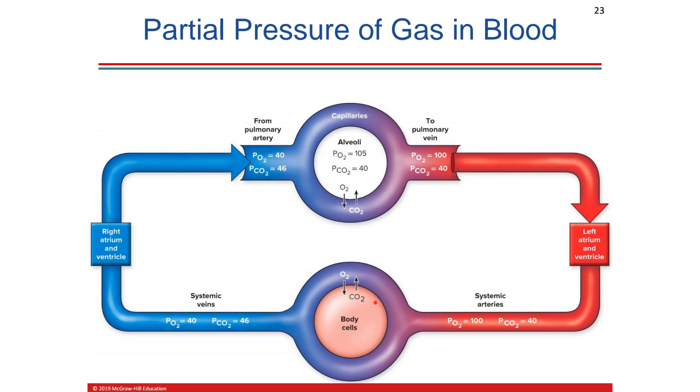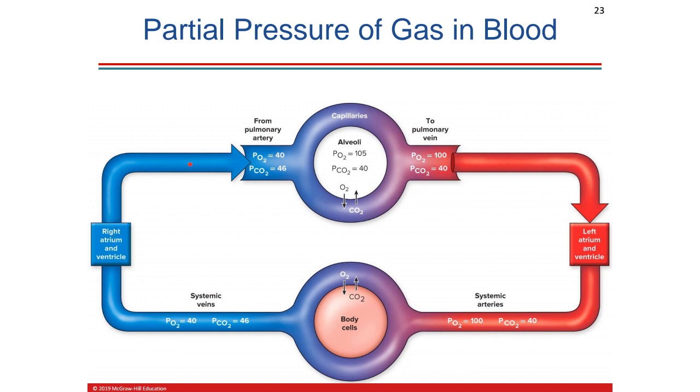Within the systemic circuit, within the systemic capillaries, oxygen, of course, leaves. And then within the systemic veins, partial pressure of oxygen is much lower. It's now at 40 millimeters of mercury. The blood goes into the right atrium and then the right ventricle.